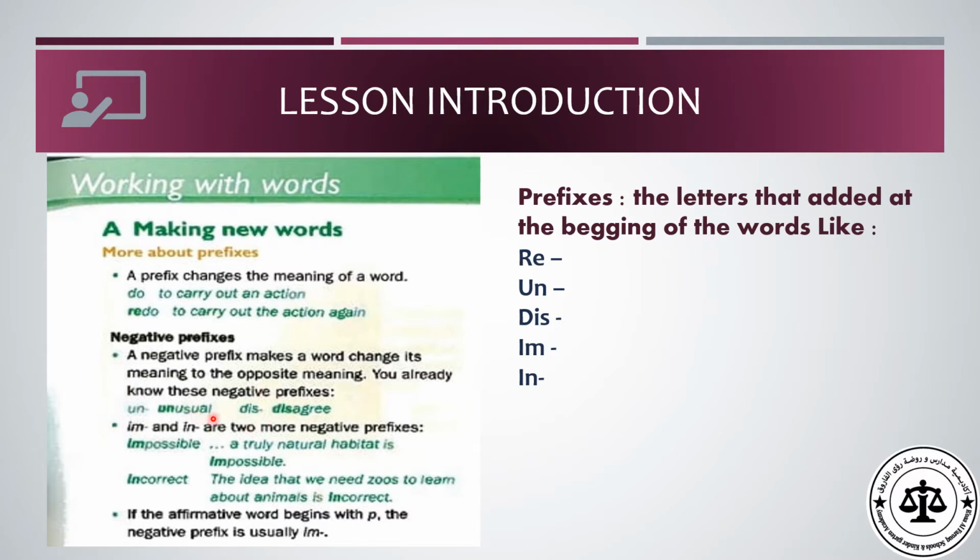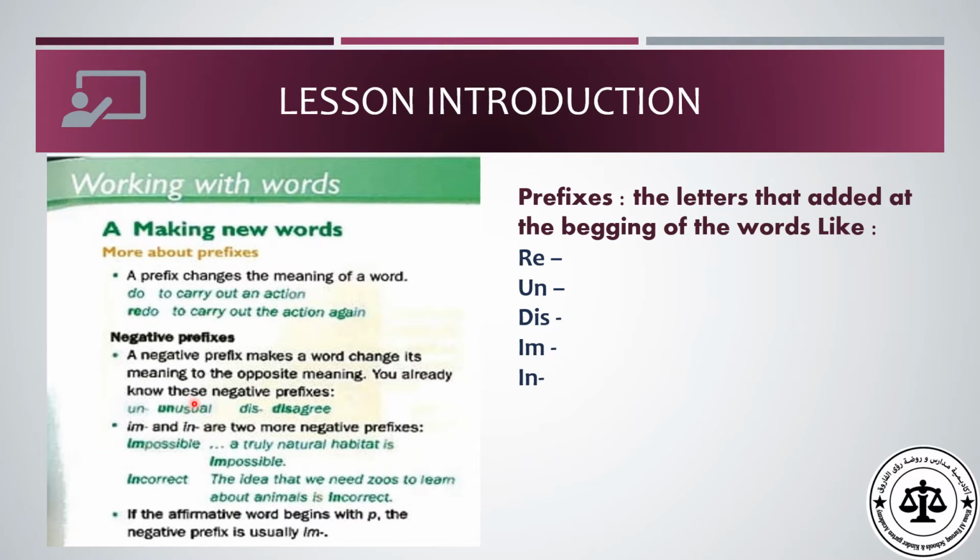We have usual, unusual. Usual بمعنى مألوف, unusual غير مألوف. So here the prefix un gives us the opposite meaning of the root word, which is usual. We have another prefix. This is dis. Disagree. Agree بمعنى يوافق. Disagree بمعنى غير موافق. So here agree and disagree are the opposite.